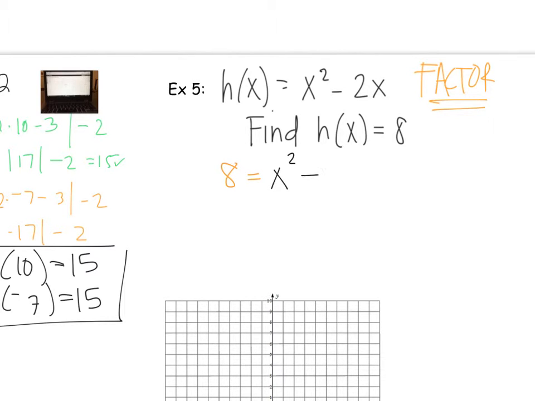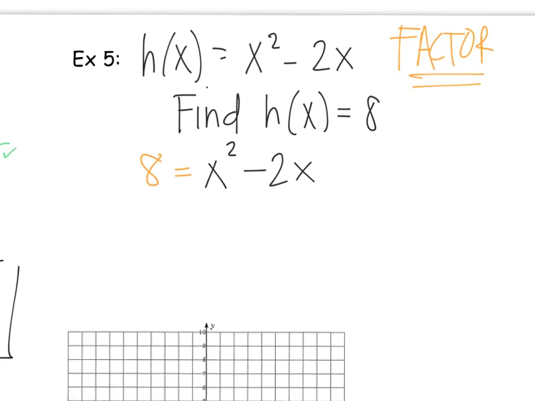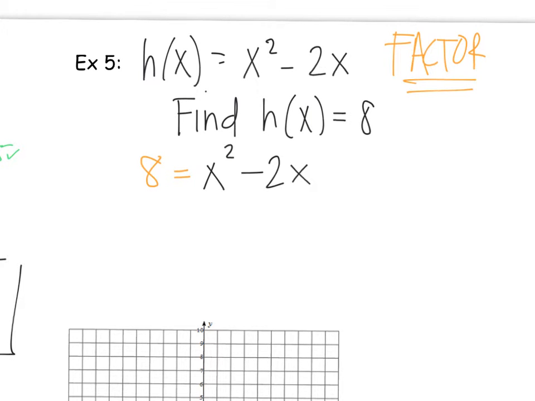And here's the rest of the function. So h of x is 8, and 8 is equal to x squared minus 2x. Now, if you don't remember, this is a quadratic, and since it is a quadratic, it needs to be set equal to 0. So 0 is equal to, and let's do that by subtracting 8 on both sides, 0 is equal to x squared minus 2x minus 8.